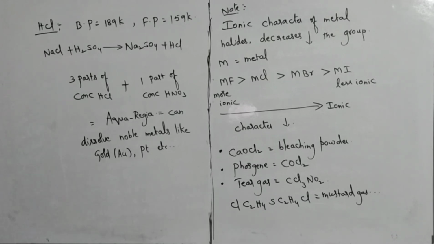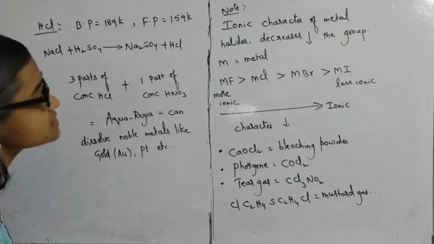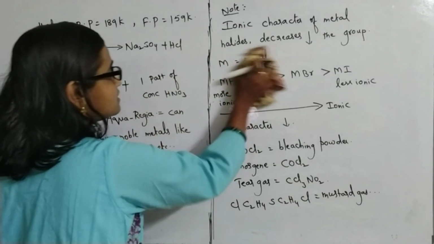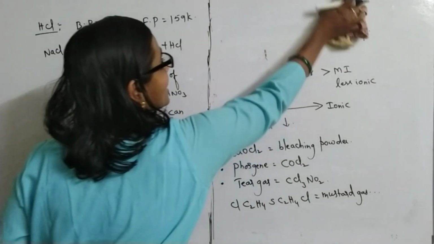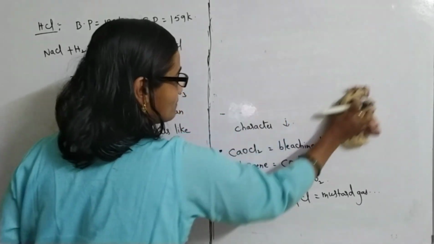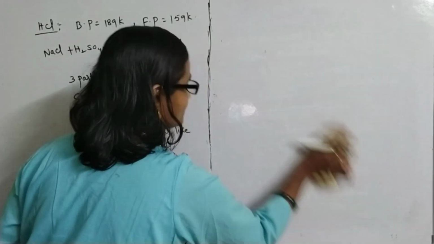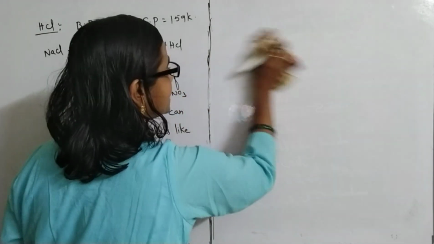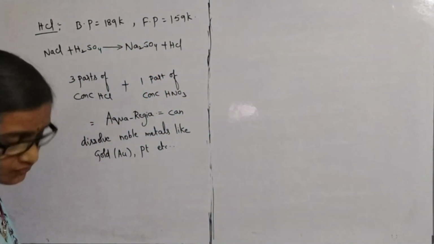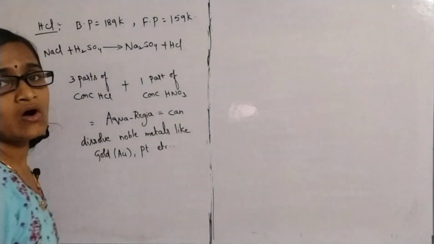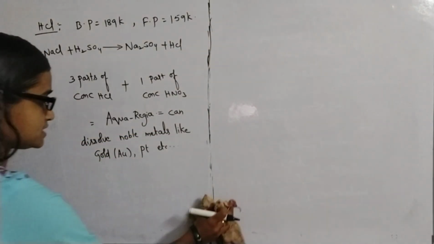And finally, in this 7th A group of elements, we have to learn about oxyacids of halogens. Oxyacids of halogens and interhalogen compounds are a very important topic, so please focus on this area. Next I am going to tell you about oxyacids of halogens.